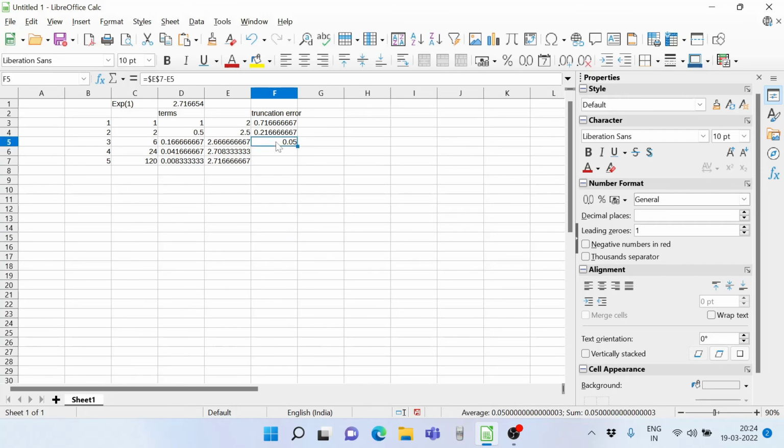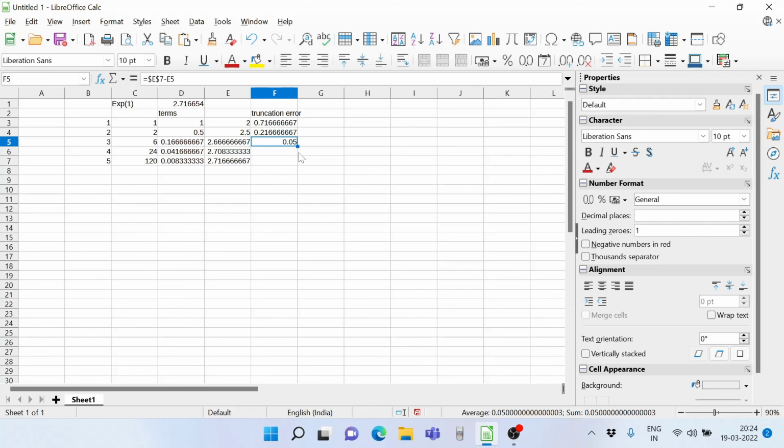So what is this exactly? This is nothing but the value that we have calculated using the expression minus the value we have calculated using only the first 3 terms. Now the difference of this and this is nothing but the truncation error. Now what does truncation mean? Truncation means neglecting higher terms.